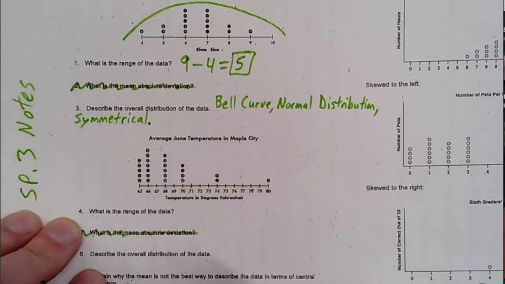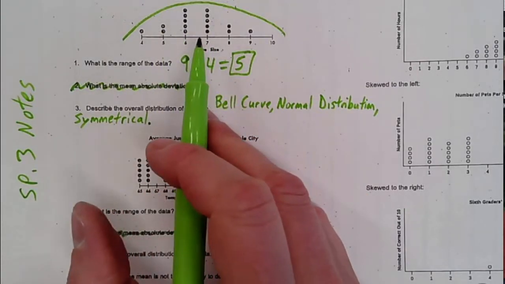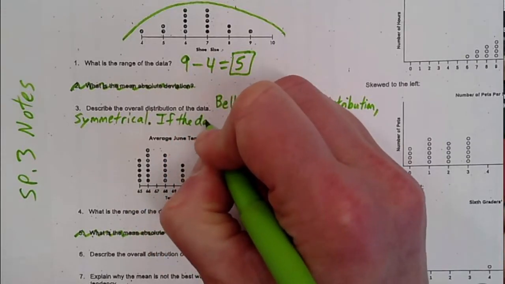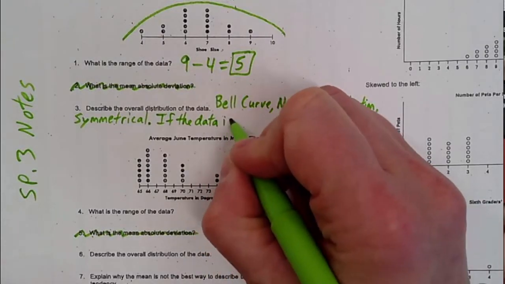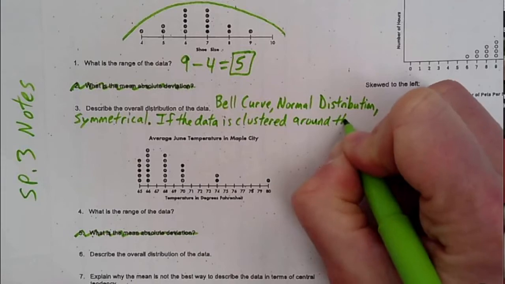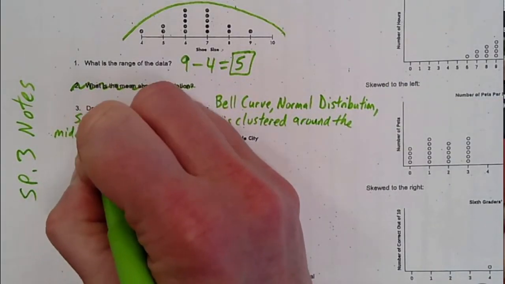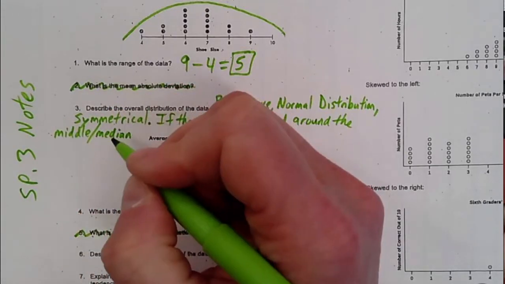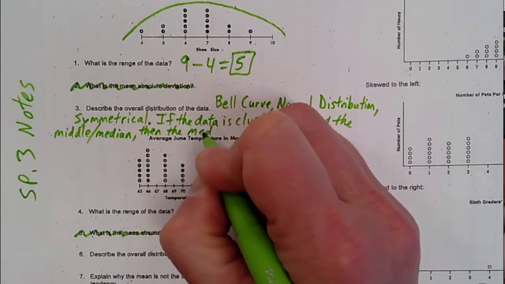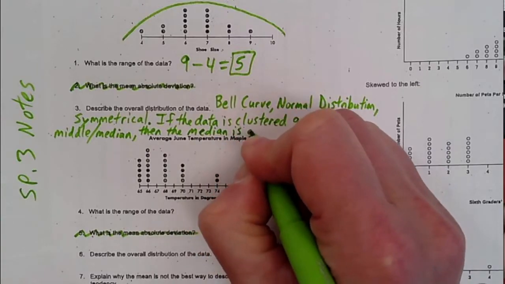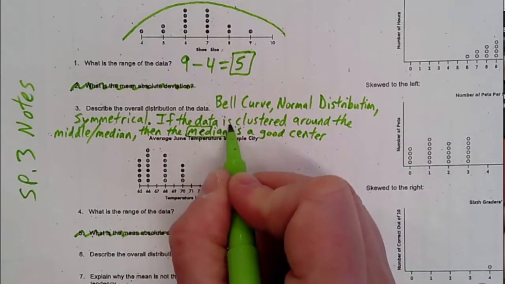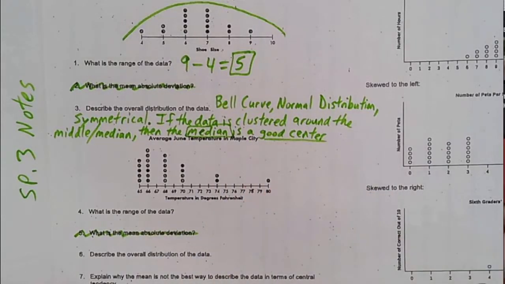We're going to talk about how the data is clustered around the middle. So if you were to find a good measure of center, you could use the median. If the data, which means like most of the points, that's what we're talking about, data, is clustered around the middle. I'm going to put middle / median because that's what median means, the middle. Then I know we're kind of scrunching this on here. Then the median is a good measure of center. So median, I'm going to box that in, is a good measure of center. And the reason being is because most of the data was in the center.